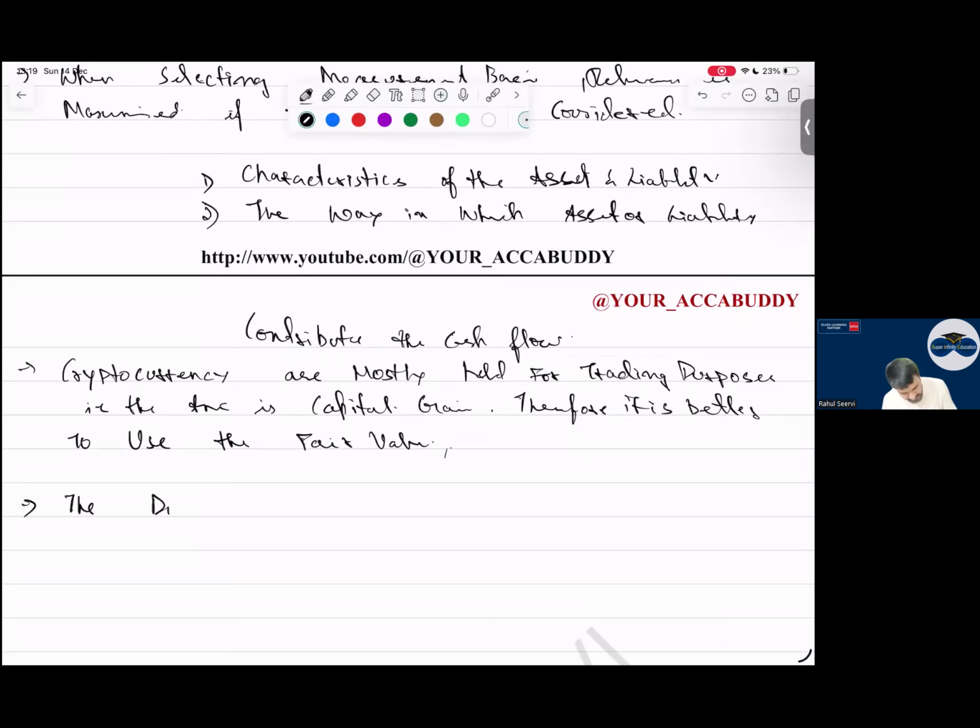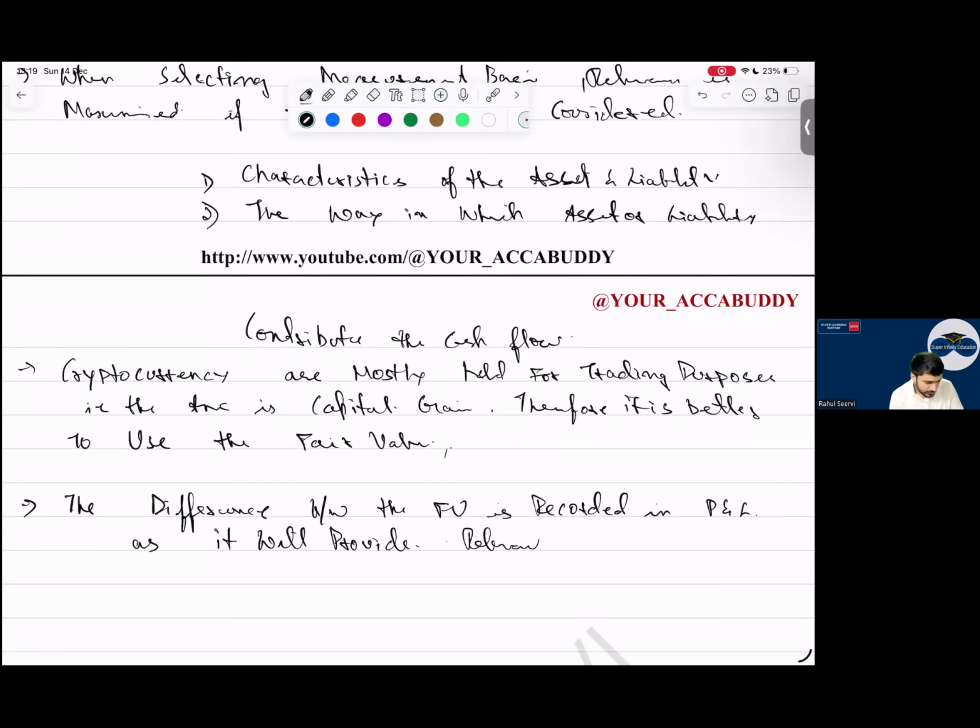Can I say the difference between the fair value and the carrying amount is recorded in P&L as it will provide relevant information? Yes, sir. Relevant information and faithful representation. So with this, your answer is done.